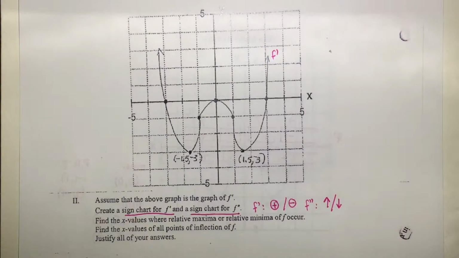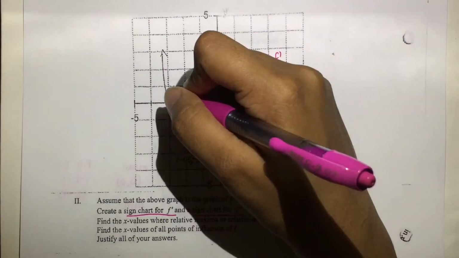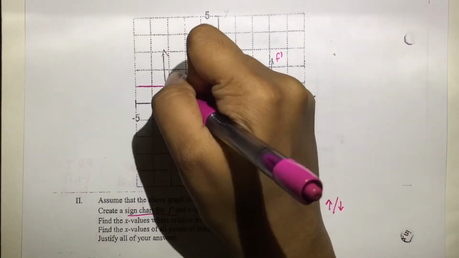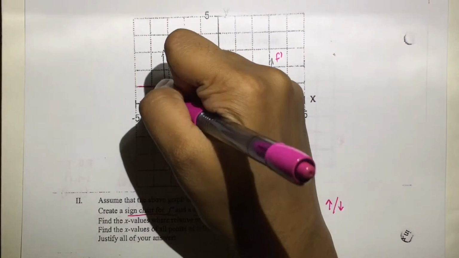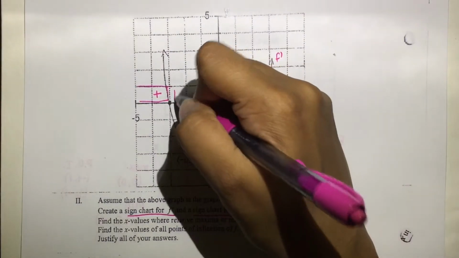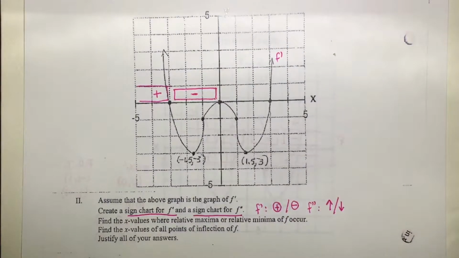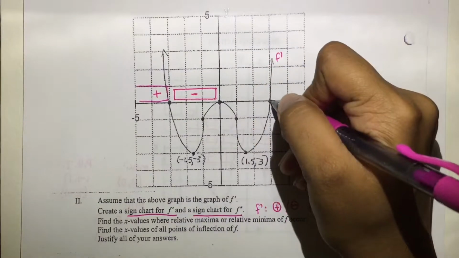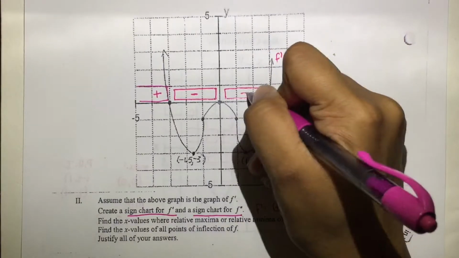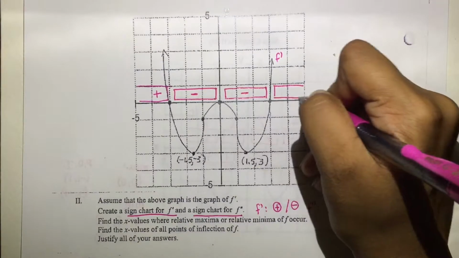So let's begin. For the interval from negative infinity to negative 3, the graph is positive. So we can see that that interval must be positive. Moving on, the graph is negative up until 0, 0, so we can make that interval negative. And the graph stays negative from 0, 0 to 3, 0, so we can make that whole interval negative as well. Finally, the graph remains positive for the rest of the graph.